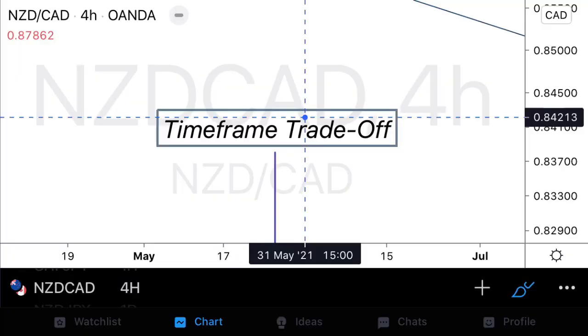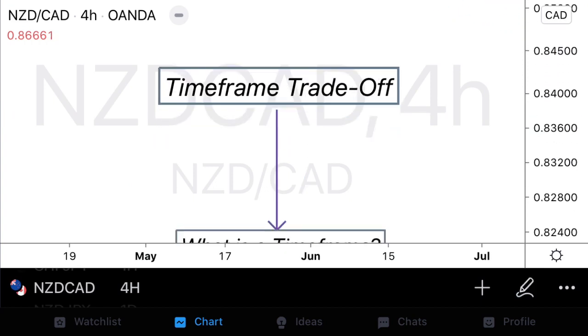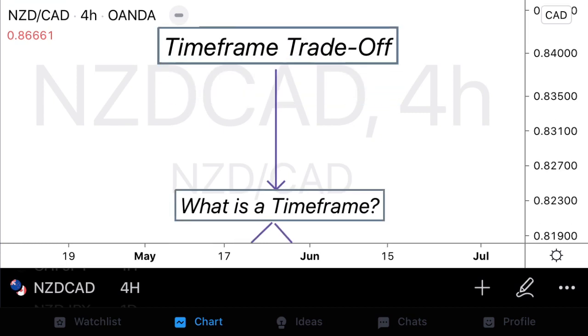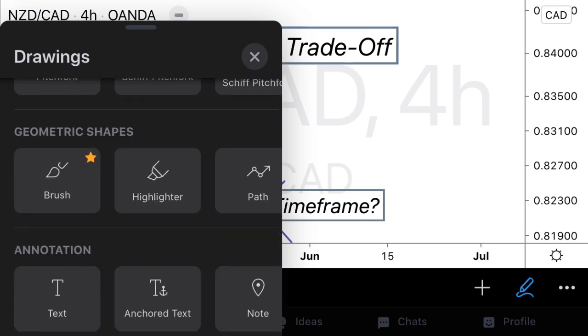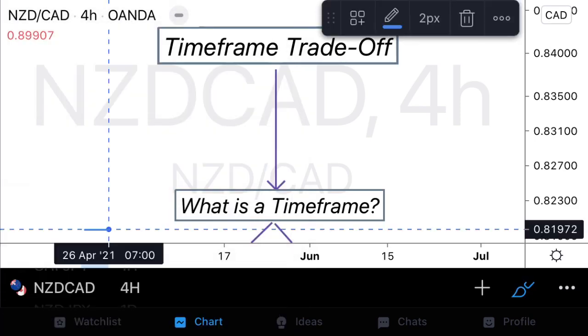Now let's get into things, guys, with the time frame trade-off. Now the first question we're going to want to ask ourselves about the time frame trade-off is, what is a time frame? Now, going into what is a time frame, we are looking at a time frame right now.